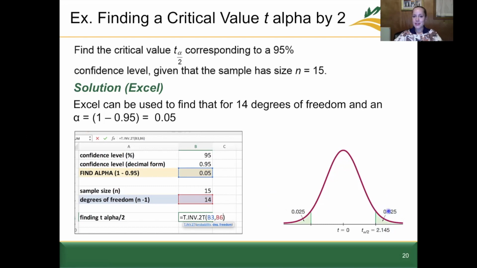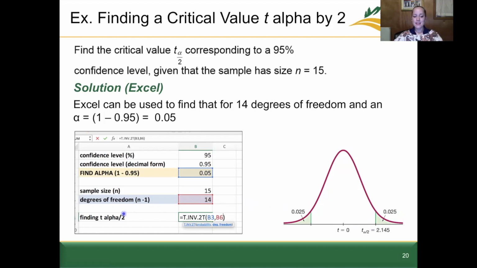Now, we have a t-distribution, and we know the area here on this right-hand tail. The critical value for a t-distribution, we call that t alpha over 2. That's really the same concept of finding the z-score, but now we're working in a t-distribution. So now what we need to do is find this equivalent t-value that corresponds to this point here, where the area to the right is 0.025.